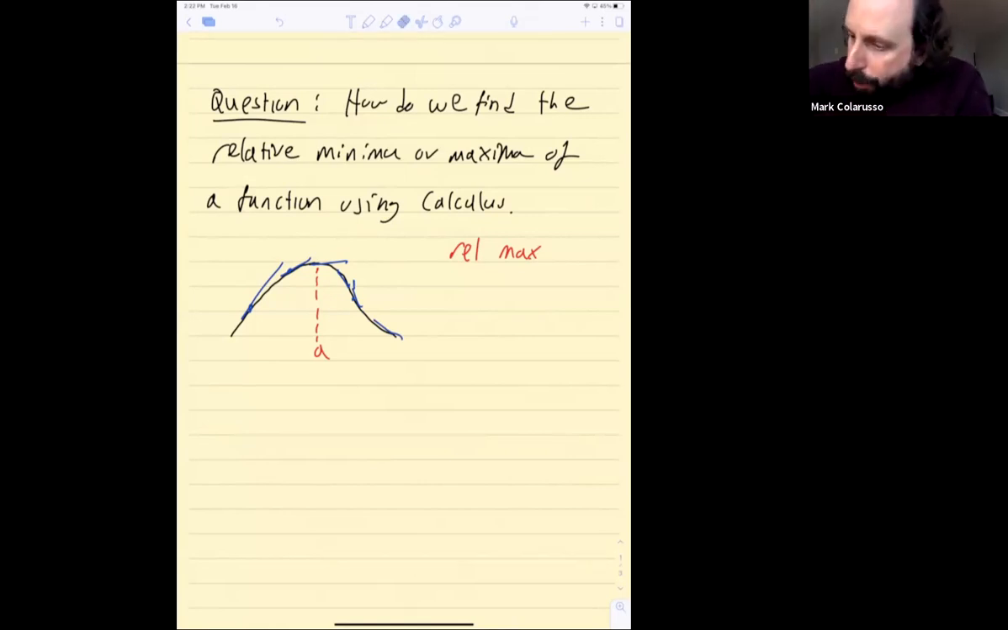And if I can draw a proper tangent line here, you are really kind of messing things up right now. Okay.